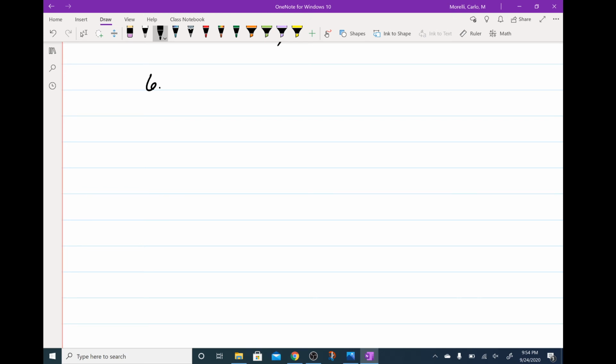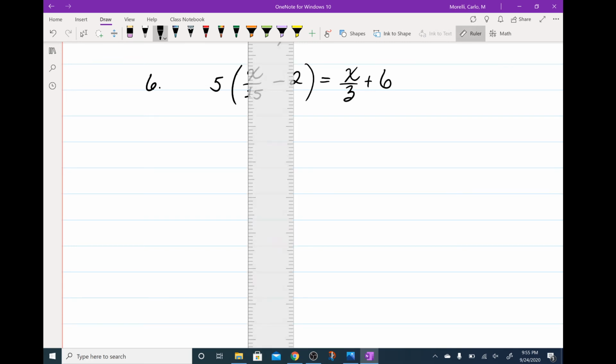This was another problem that had something kind of weird going on. So we have 5(x/15 - 2) = x/3 + 6. All right. Another problem that looks deceptively simple.